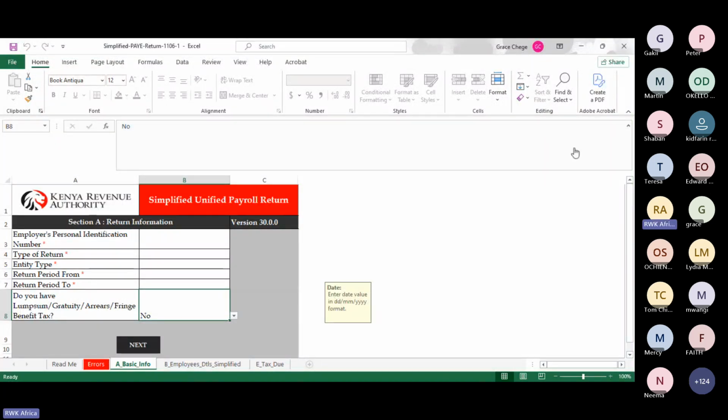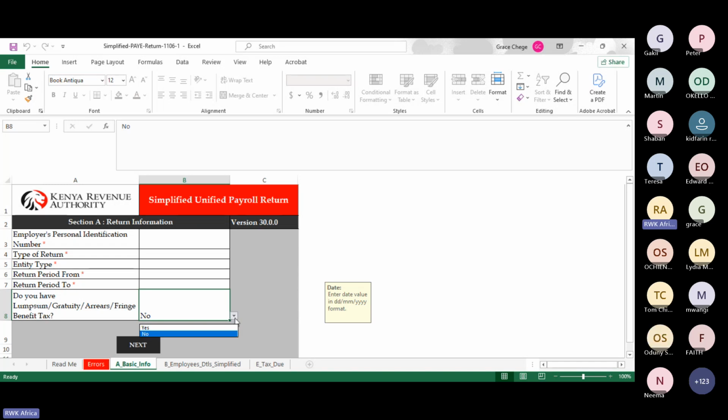So this is how the new PAYE template looks like. From the initial 17 sheets to only 5 sheets. So we have basic information, employees details and tax due. So this is the sheet that is commonly applicable to most employers. The sheet B. So here you'll put your identification number, type of return, the entity type, the period, and then you'll be prompted to select whether you have a lump sum, gratuity, arrears, or fringe benefits.